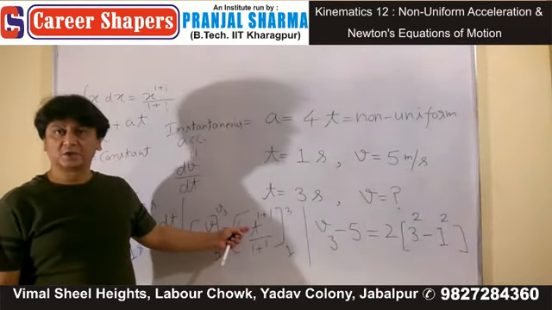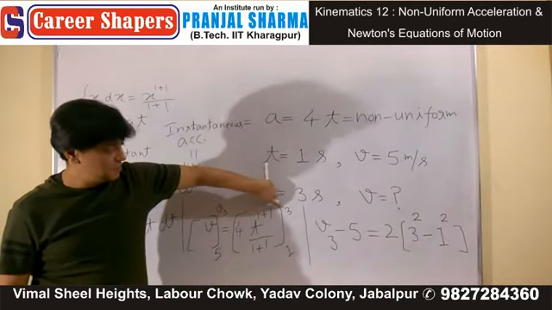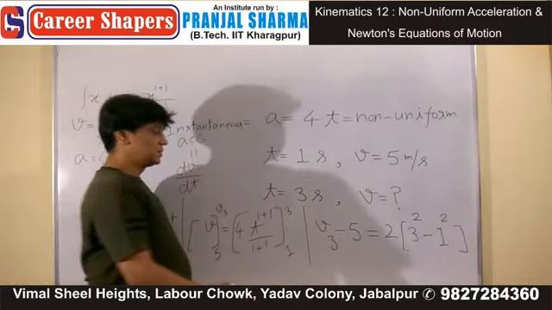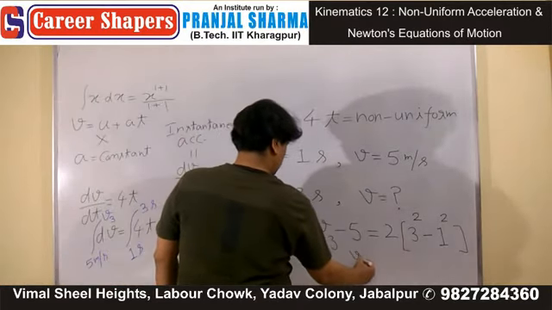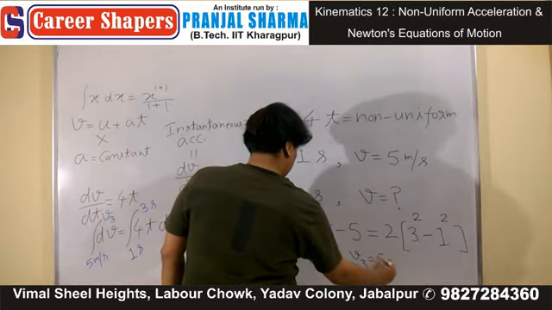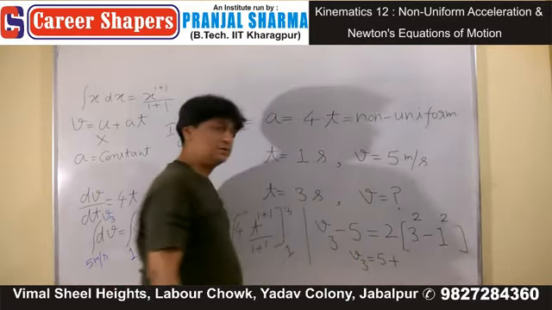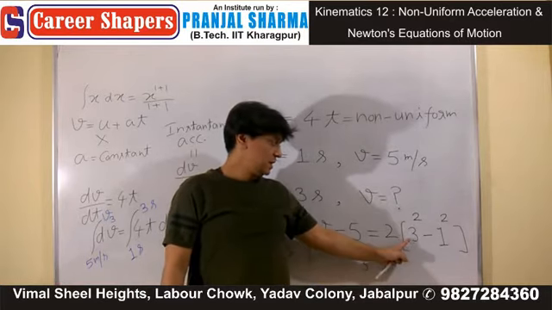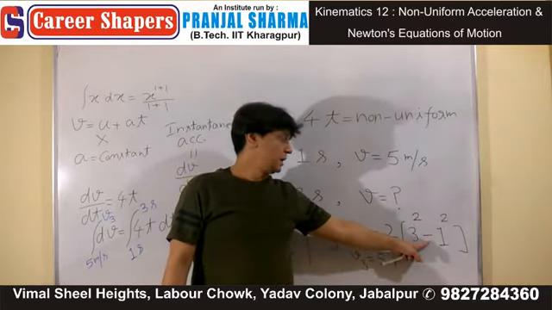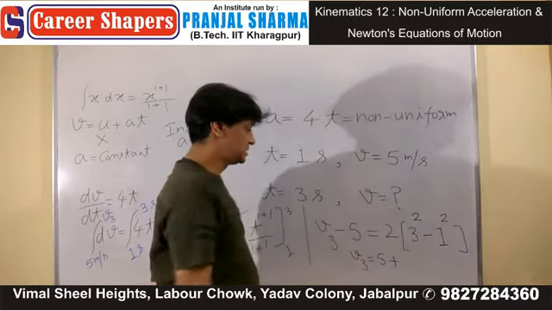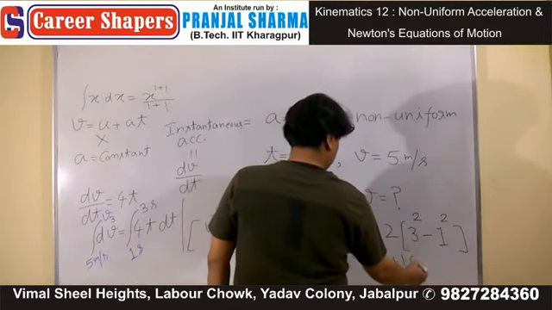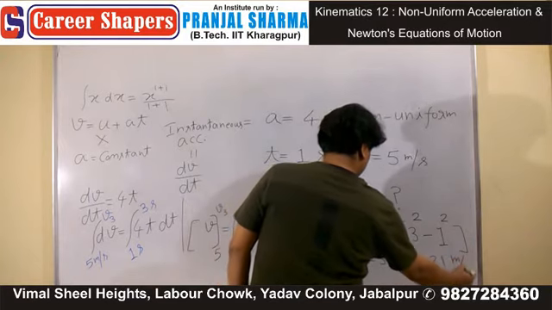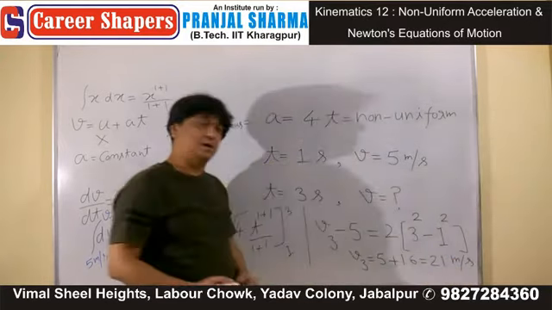This is t square. Replace t with the upper limit and then replace t with the lower limit. This is giving you v3 minus 5 equals 2 times 9 minus 1, 8 into 2, 16. So v3 is 5 plus 16, that is 21 meters per second.